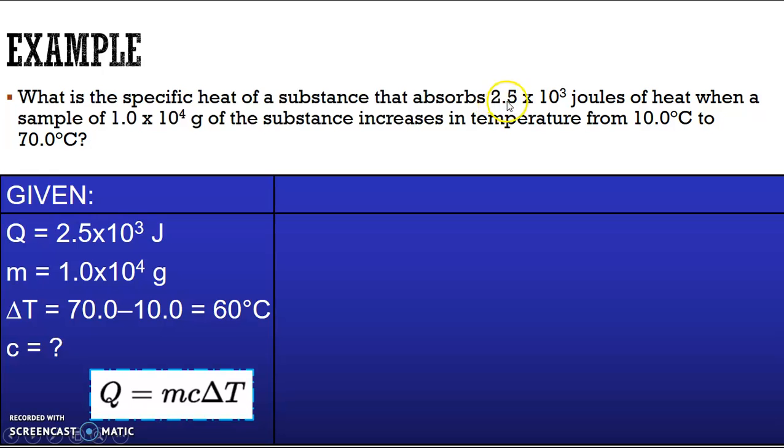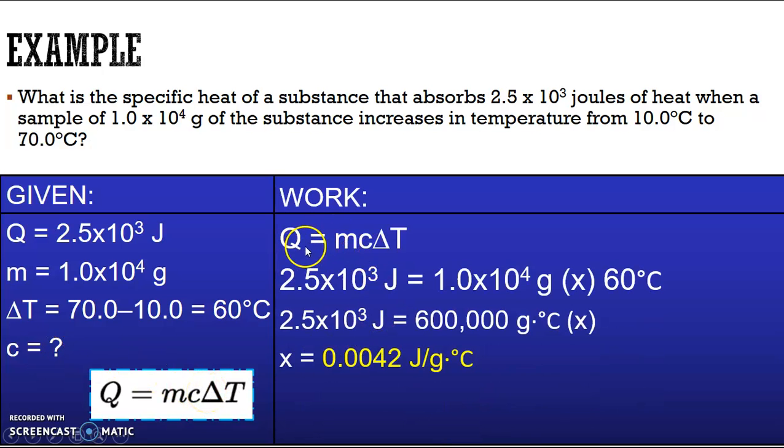So my first number here, 2.5 times 10 to the third joules, that's joules, so that's energy. So I know that's my Q. And then I have 1.0 times 10 to the fourth grams, so that is my mass, that's my M. And then the temperature increased from 10 to 70 degrees Celsius. So I do my final 70 minus my initial 10 equals 60 degrees Celsius. So there's an overall change of 60 degrees Celsius. Okay, so looking at my equation sheet, I see what I have here. And I see that what I'm missing is the C. So I'm actually calculating the C, which is specific heat.